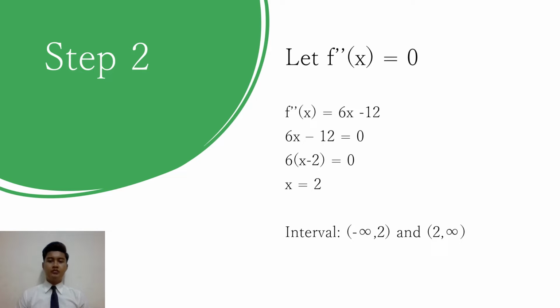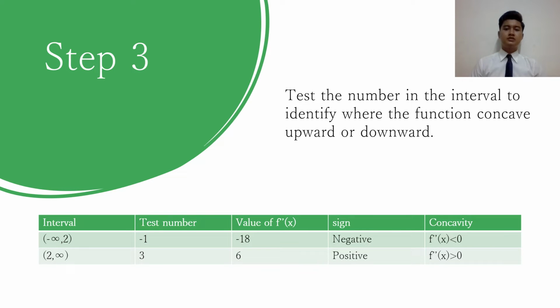Next, let f double prime x equal 0. f double prime x equals 6x minus 12. 6x minus 12 equals 0, which is 6 times x minus 2 equals 0, and x equals 2. So we get the intervals, which are negative infinity to 2 and 2 to infinity. Next, test a number in each interval to identify where the function is concave upward or downward.